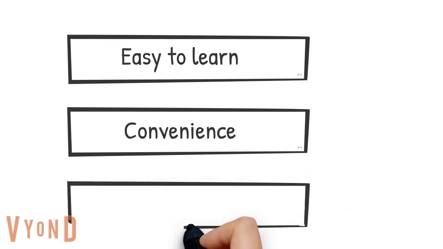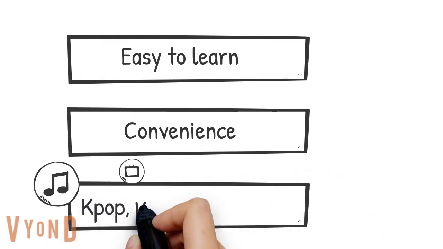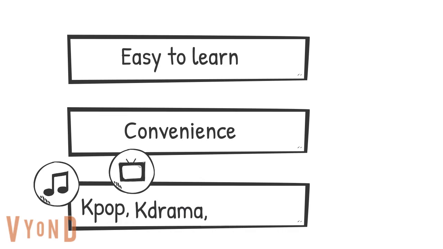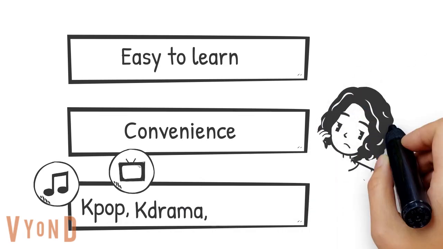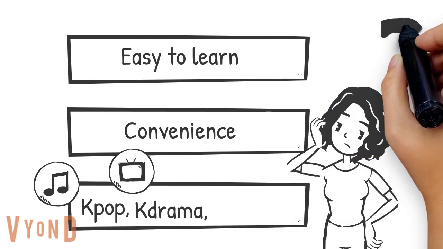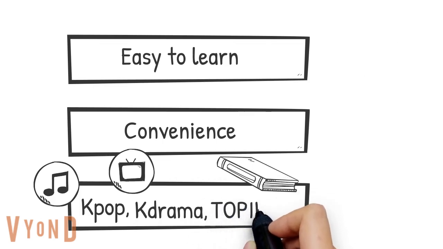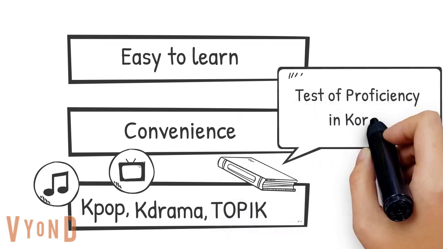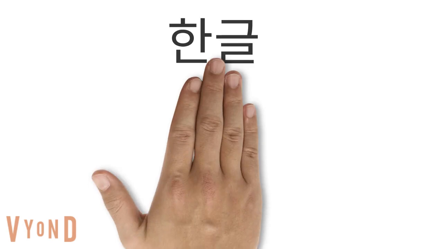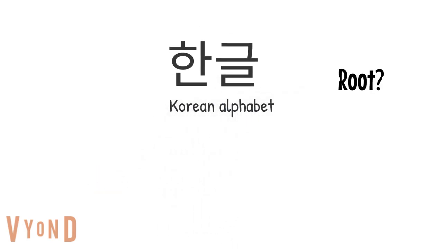And third, you'll have better understanding for K-pops, K-dramas because now you can read the lyrics and Korean subtitles. Even though you might not know what it means at first, still that's a big step forward. And of course, if you're planning to take the TOEIC exam, it's a must. So now let's learn about the root of Korean alphabet, Hangul.